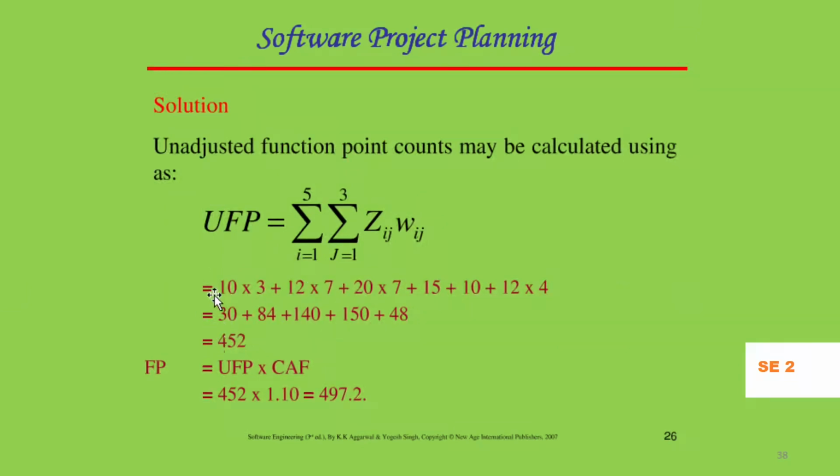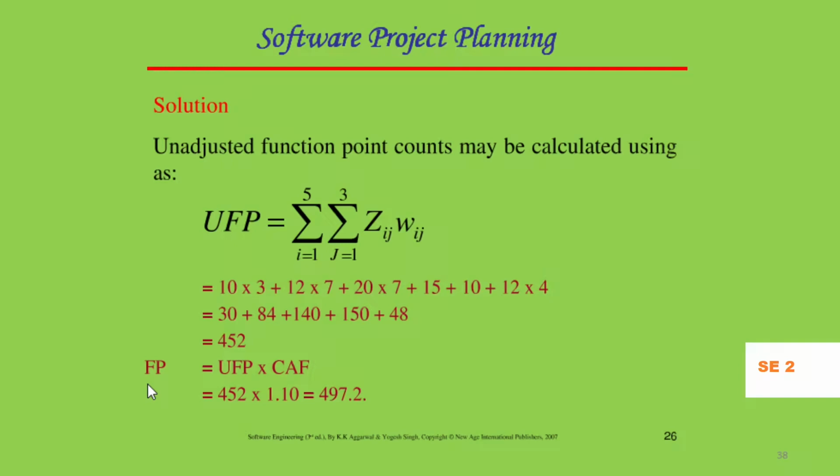Okay, so, times natin, 10 times 3, 30, 12 times 7, 84, 20 times 7, 140, 15 times 10, 150, and then 12 times 4, 48. So, we have 452. Ito na ngayon yung unadjusted function point.